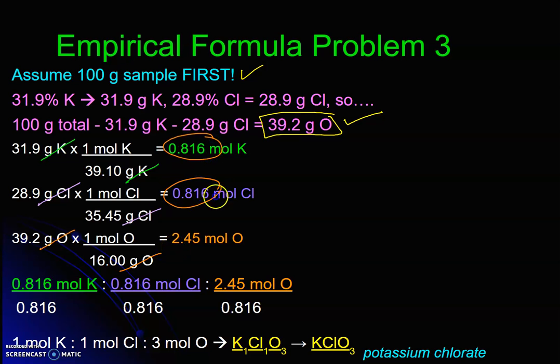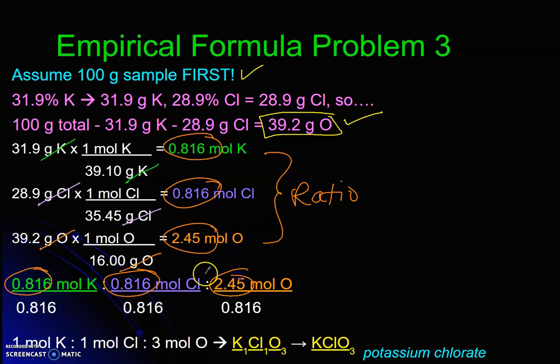And I take these three numbers and set them up in my ratio. And in my ratio, I divide those three numbers by the smallest of the three. So what I end up getting is 1 mole of K for 1 mole of Cl for every 3 moles of O. And I get KClO3, or potassium chlorate. And that is our second and third level empirical formula problems.